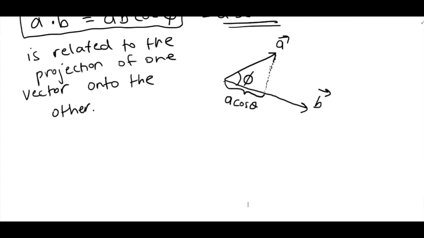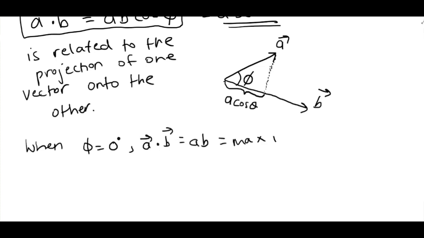And now let's take a look at the three cases of different angles. So when phi is equal to 0 degrees, then A dot B is equal to A times B, which gives us the maximum possible value for the dot product. And what this represents is two vectors that are parallel. Remember, the angle phi is the angle between the two vectors. If the angle between them is 0, that means that the two vectors are parallel.